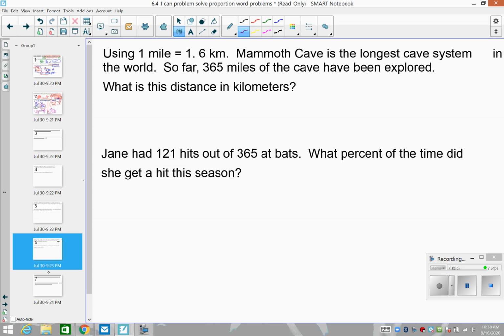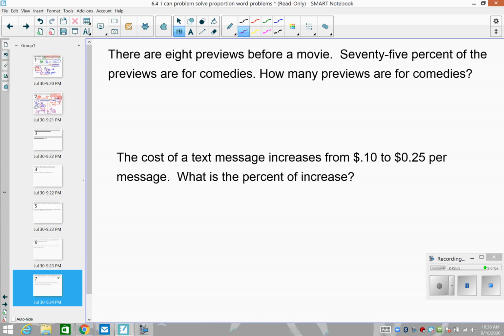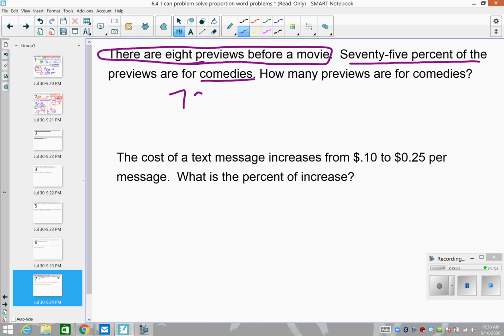I don't have a ton of percent ones, do I, for you? Well, let's do this one. There are 8 previews before a movie. You know those yucky old previews that take forever. 75% of the previews are for comedy. So we're saying 75%. Boom, there's our percentage. Comedies are out of 100.